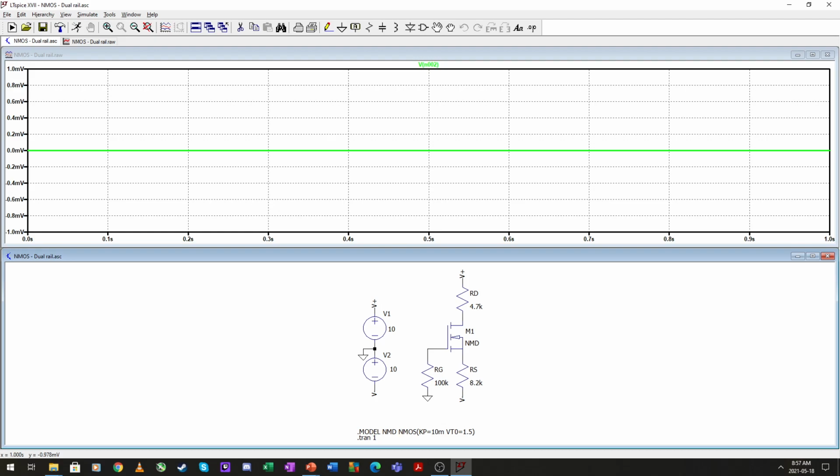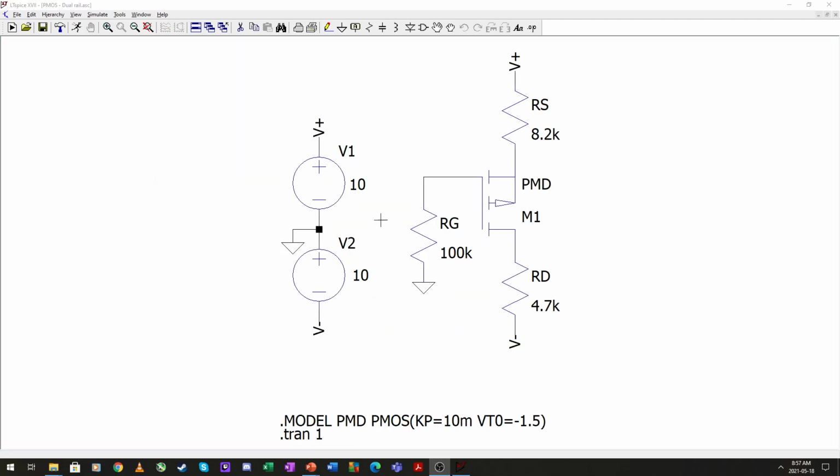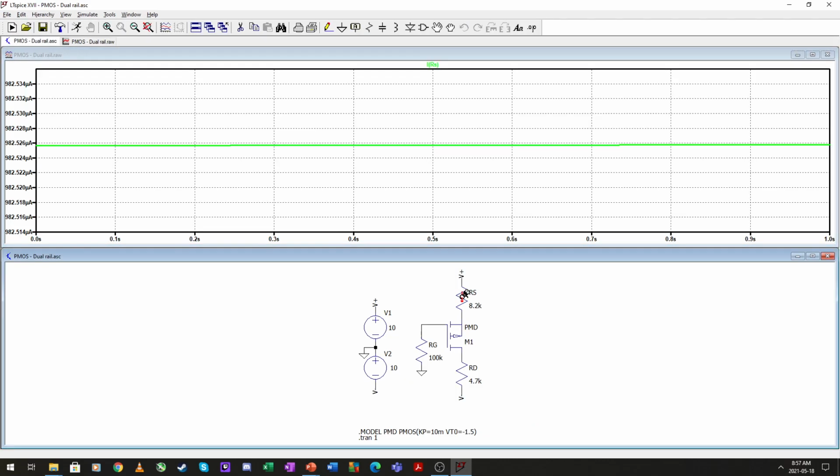Let's have a look at the PMOS. Right, our PMOS, let's run this. We have exactly the same result. Our resistors just changed positions, basically. And that's it. So, in general, what goes for NMOS goes for the PMOS. You just have to have your structure the right way around.